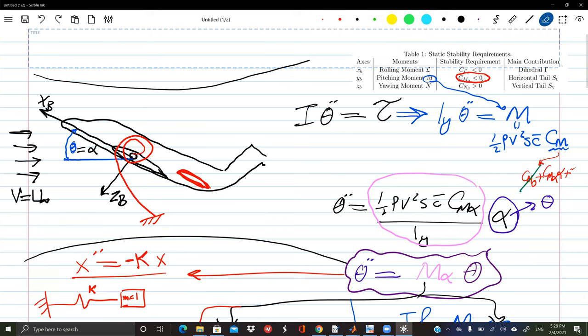What about CL beta? Or CN beta, let's look at CN beta here. Remove the C because it's just a coefficient. So it's N beta. N beta is yaw moment due to a yaw angle, and it's restoring. CN beta is indeed my spring in the yaw motion. L beta, again, is my spring in the roll motion. And we call them like this. CL beta is the roll stiffness. CM alpha is the pitch stiffness or spring. CN beta is the yaw stiffness or spring. Any question about that?